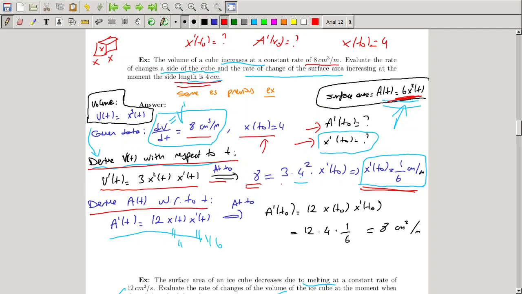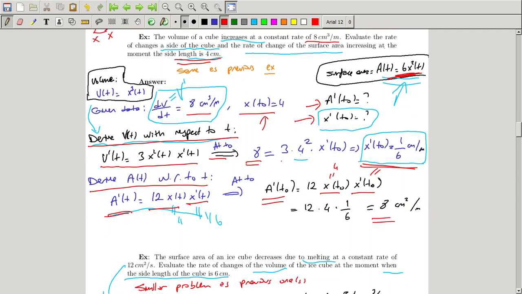Then go back to the surface area a of t. We take derivative of a with respect to t. A prime of t is equal to 12 times x of t times x prime of t. Then my purpose is to write it at the point t0. Then a prime at t0 is 12 x at t0, x prime at t0. So x at t0 was equal to 4, x prime at t0 is found, 1 over 6. Then you get the answer is 8, and it is increasing in this rate.